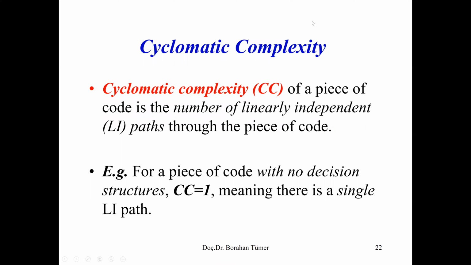Let's talk about the cyclomatic complexity. Cyclomatic complexity of a piece of code is the number of its linearly independent paths through the piece of code. For example, for a piece of code with no decision structures, the cyclomatic complexity is equal to 1, meaning there is a single linearly independent path.